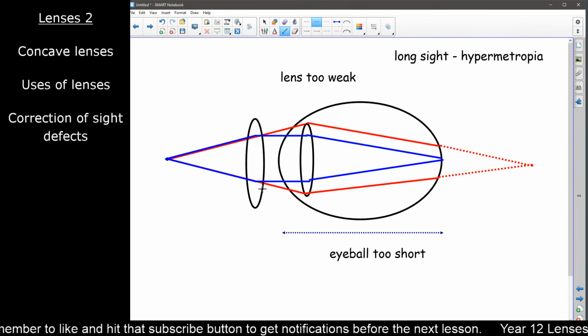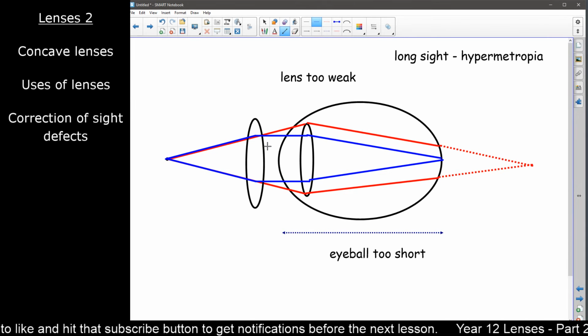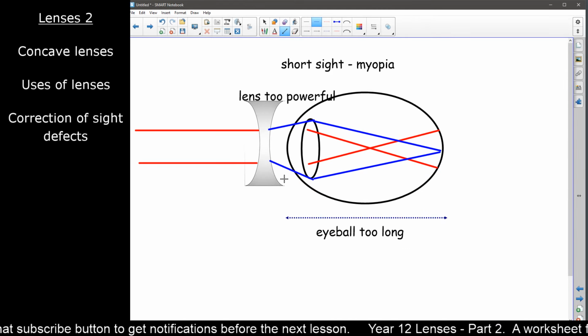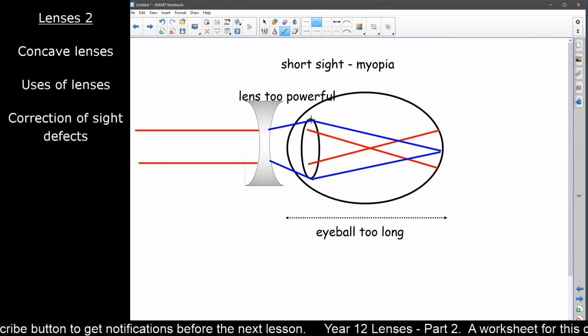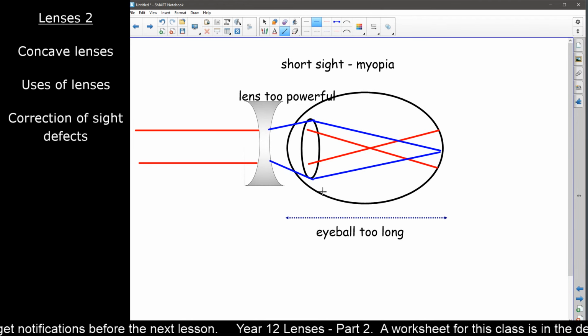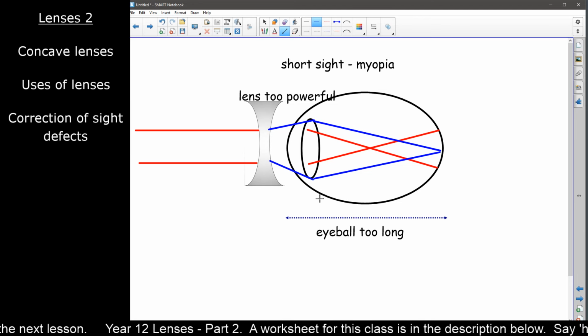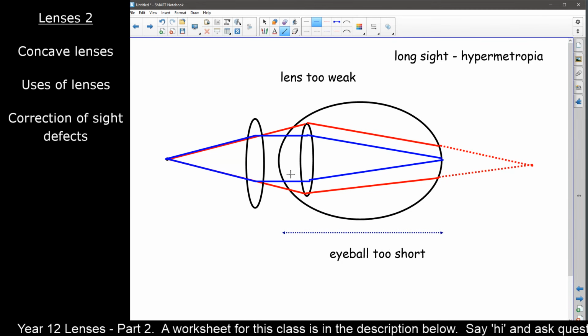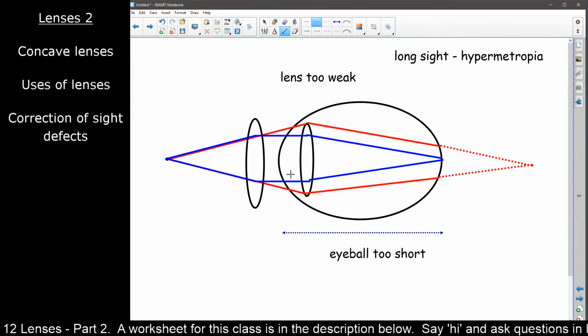Okay, so correction of long sight, convex lens. Correction of short sight, concave lens. Why? Because short-sighted people, their lenses are converging the light too soon. We need to make life more difficult for short-sighted people. Remember, life's difficult if you're short. Okay, so we need to make life easier for long-sighted people. You need to help them out. All right. That's it, really. Nothing to it.